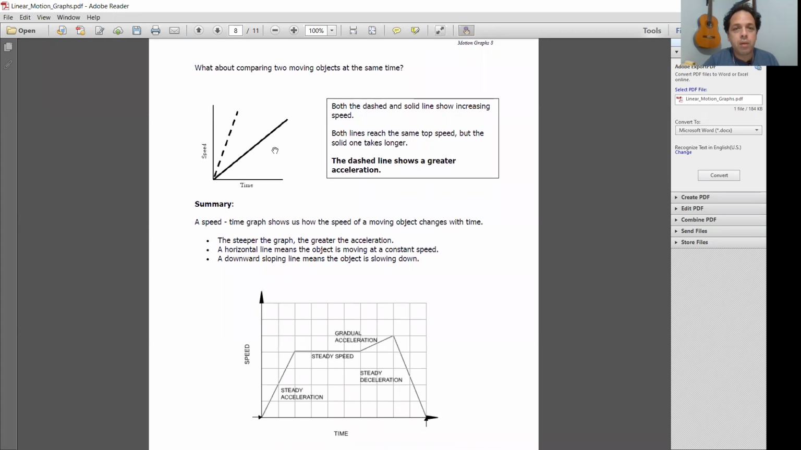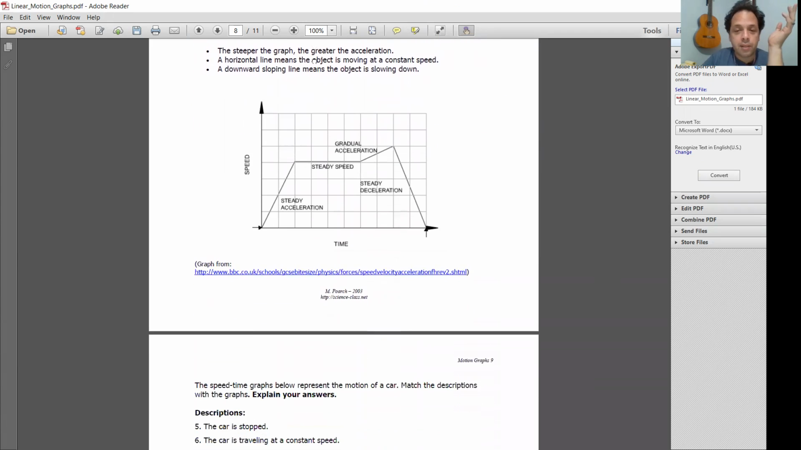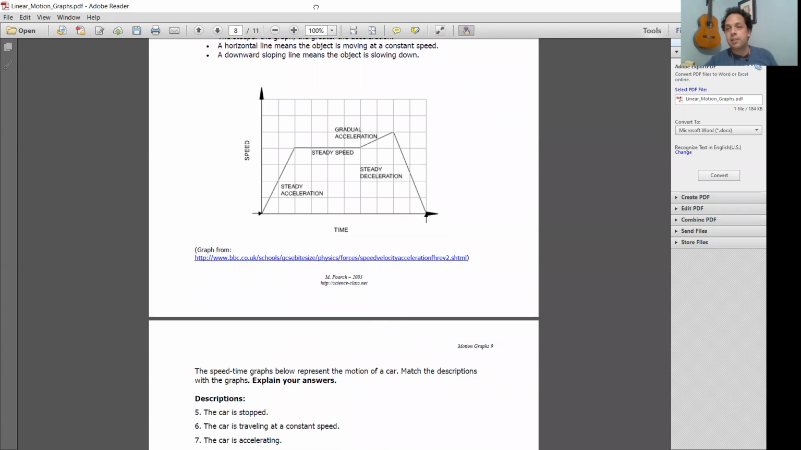What about comparing? So both of these are increasing in speed, but the solid one takes longer to get there. So they reach the same speed supposedly. Yeah, so the dash line shows a greater acceleration. So no curves on these. The curve only comes out on a distance graph.